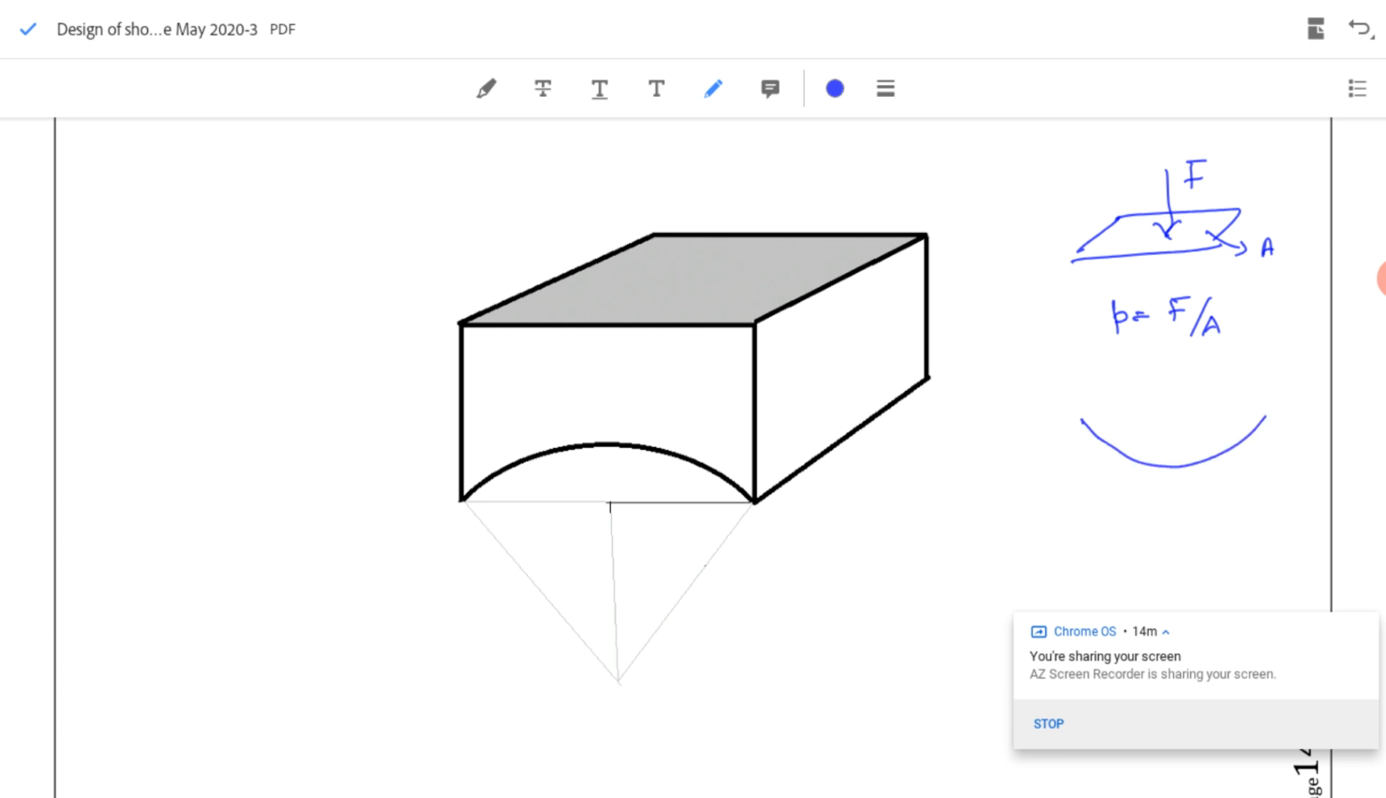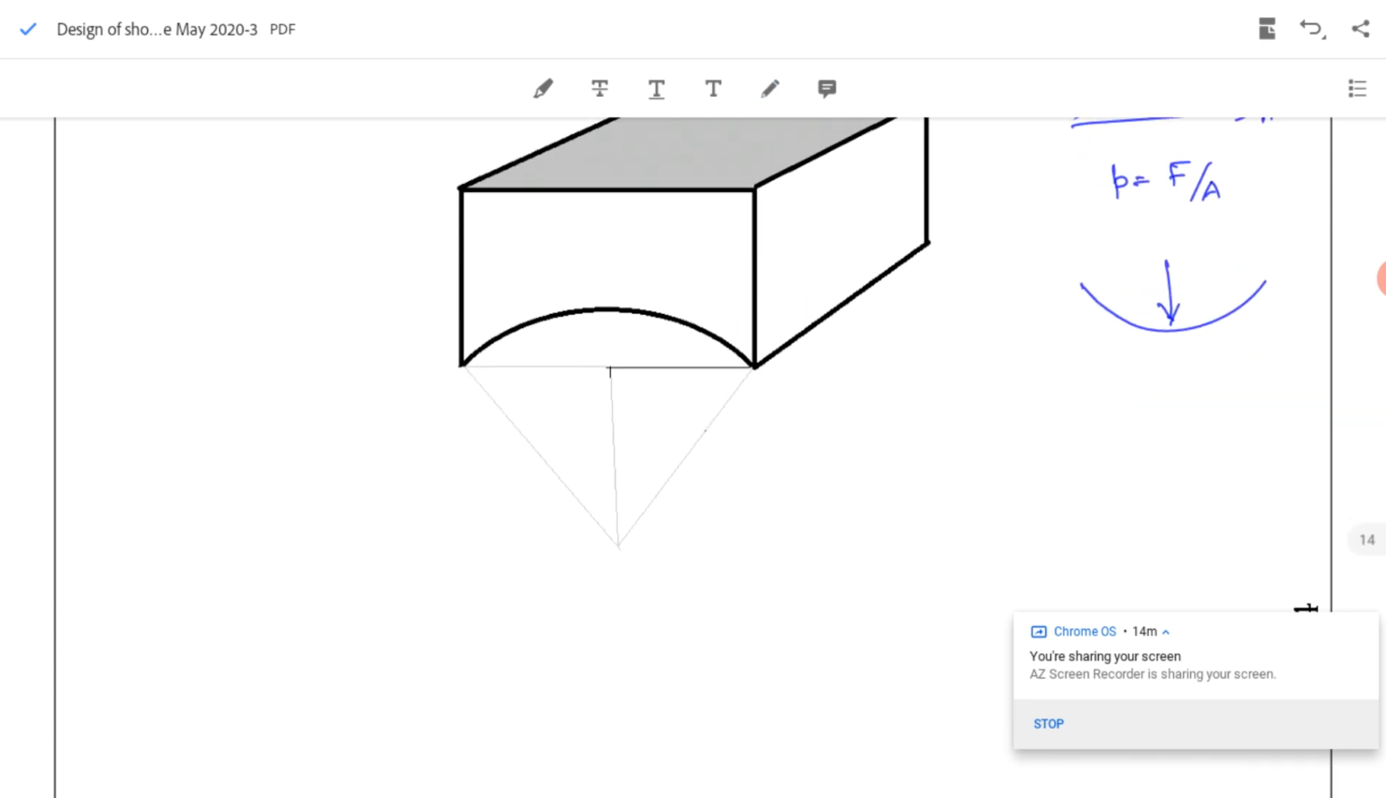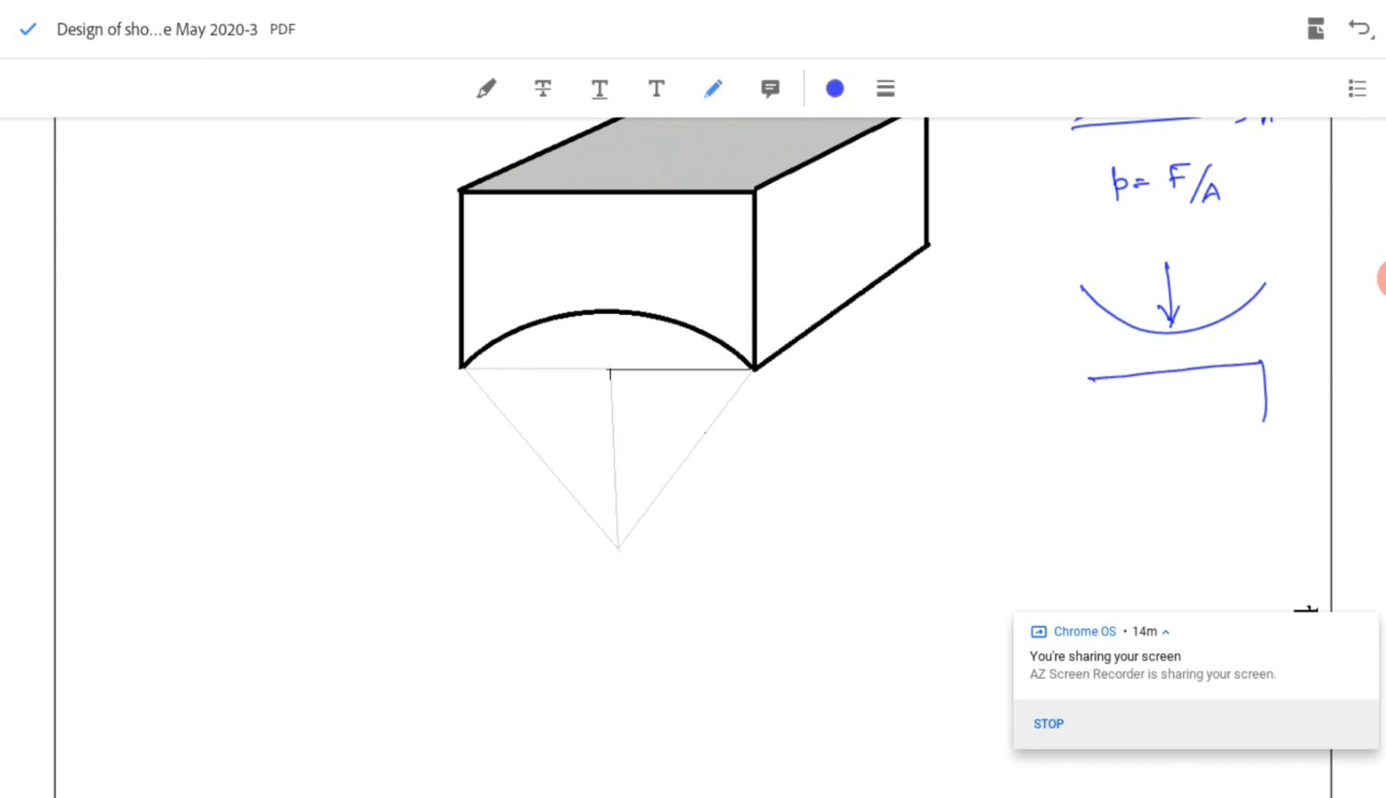However, if the force is acting on a curved surface, I have to take the projected area. So when we consider the projected area, I should see the top view. The top view of a curved surface, I am looking from top, this will be the top view. I have to take this area. So this area will be A dash. So pressure for a curved surface equals force by A dash, where A dash is the projected area.